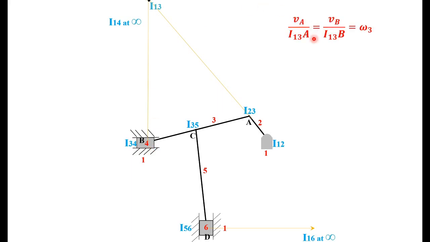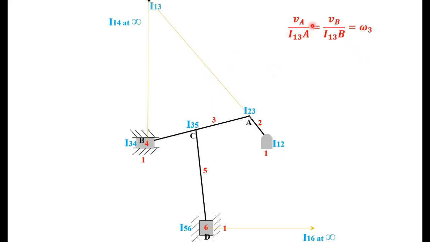So VA by I13A equal to VB by I13B, and it is all equal to omega of AB or omega of 3. 3 and AB are same. Okay. Now other thing is, now you got the velocity of B.